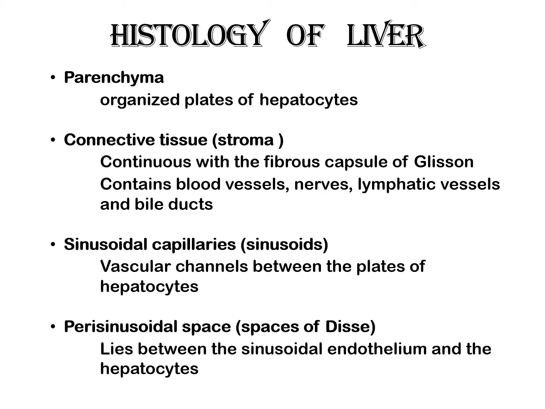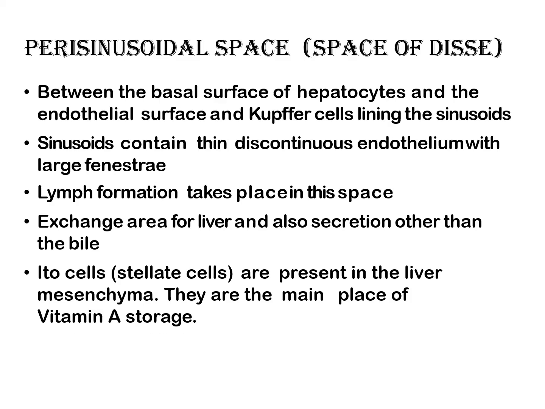The last part is the spaces of Disse. Spaces of Disse lie between the sinusoidal endothelium and the hepatocytes. It contains blood plasma. The microvilli of hepatocytes extend into this space. The perisinusoidal space, or space of Disse, lies between the basal surface of hepatocytes and the endothelial surface of Kupffer cells lining the sinusoids. The sinusoids contain thin continuous endothelium with large fenestrae.